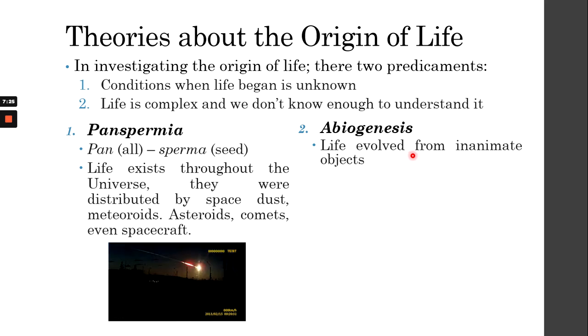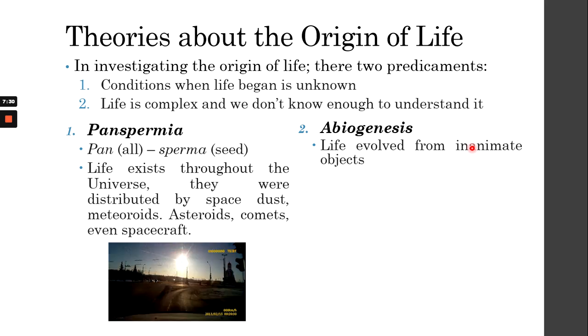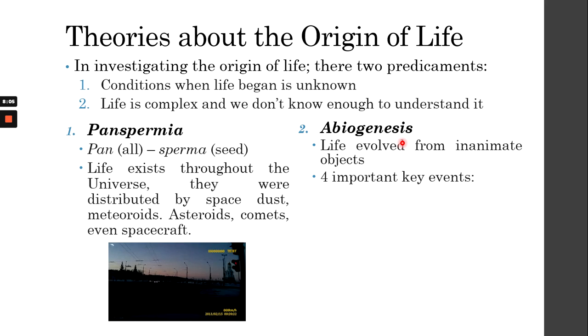It's that life evolved from inanimate objects. Inanimate is another term for something that is not living. So in abiogenesis, we believe that life started from something that is not originally alive. And we have discussed some of these models and examples, like the maggots that start to come out of fresh meat that you exposed in the air, which we will go over later. But let's discuss more about the four important key events or key elements of abiogenesis.